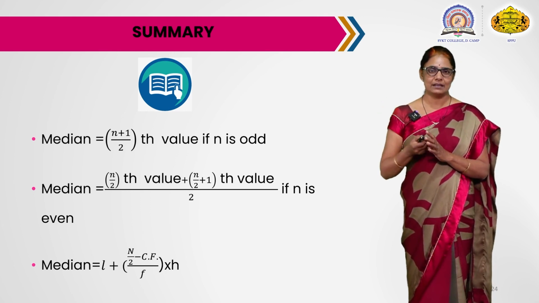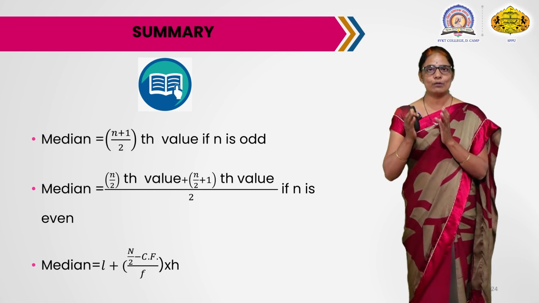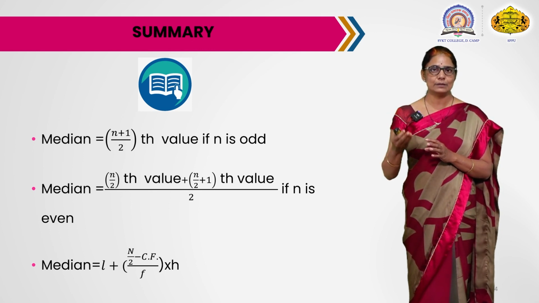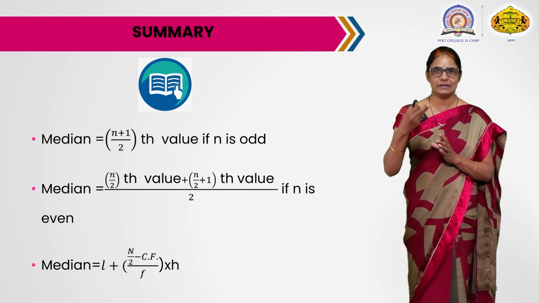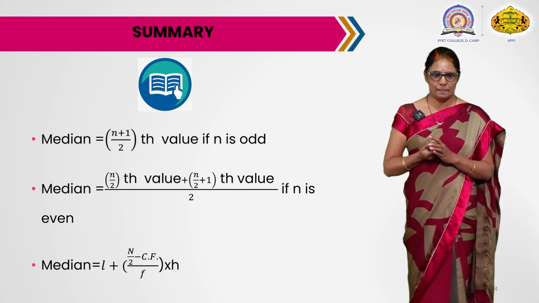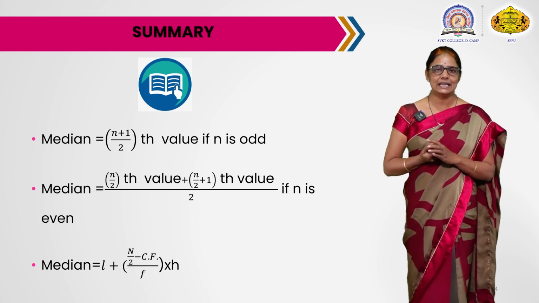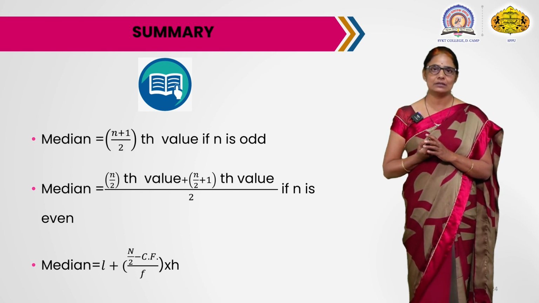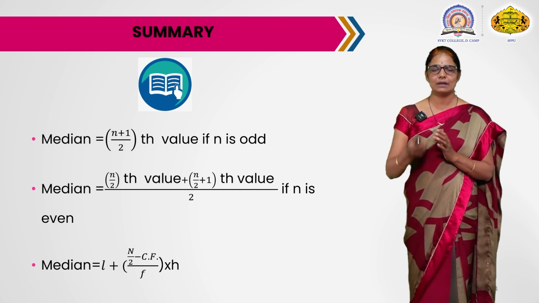So after finding the median class, small l is the lower boundary of the median class. Small f is the frequency of the median class. CF is the cumulative frequency of the class which is just previous to the median class. And h is the width of the median class. And remember one more thing: if the classes are not continuous, there is a gap between the two classes. So in that case we should find class boundaries and then apply this formula.